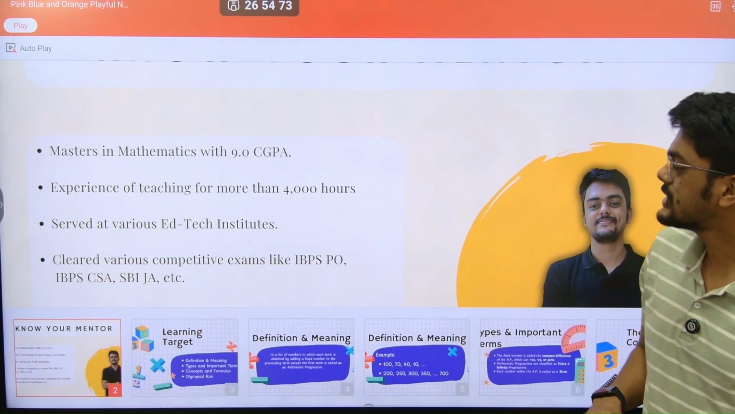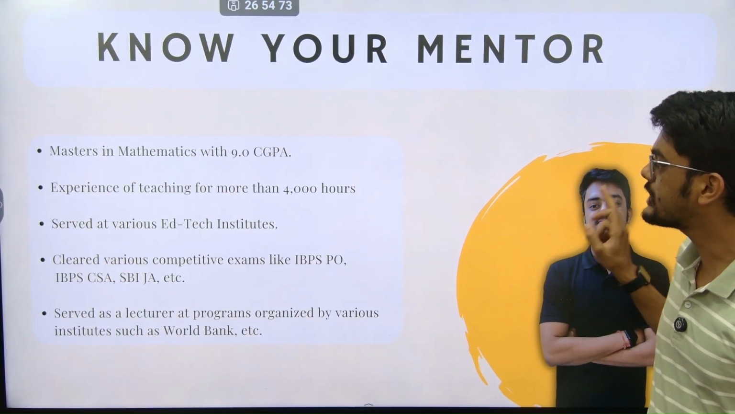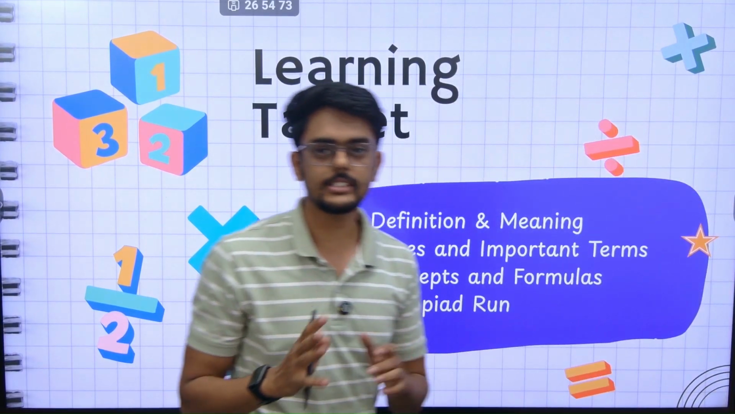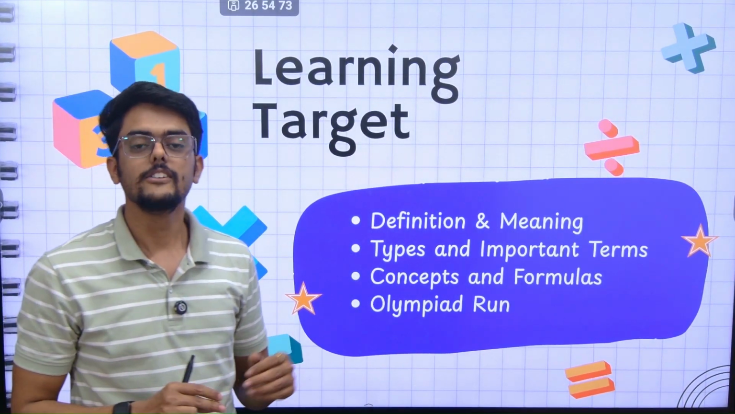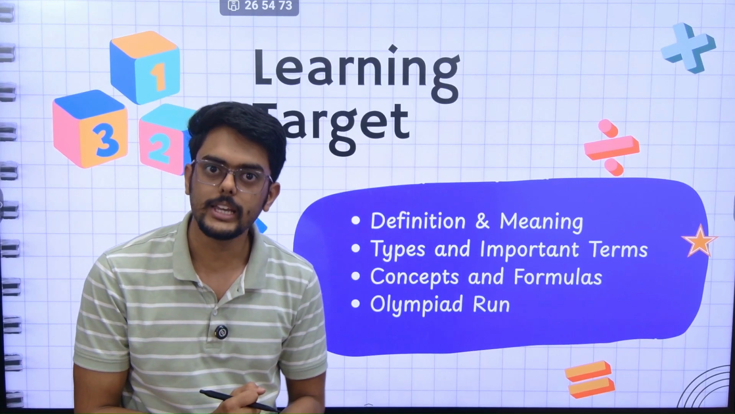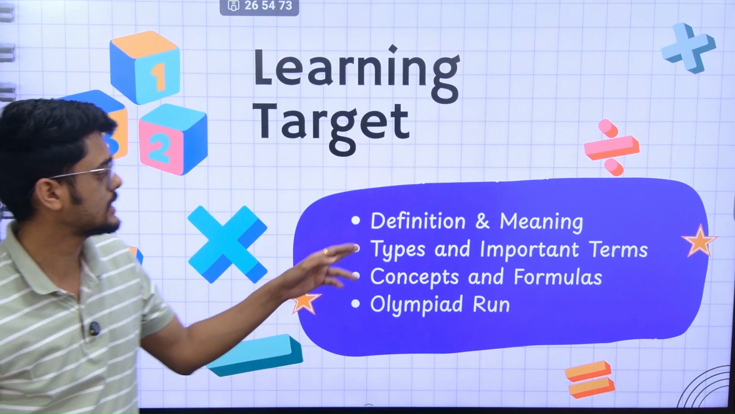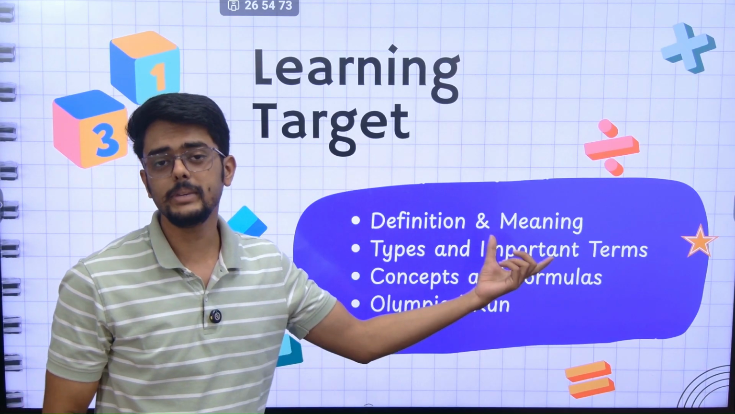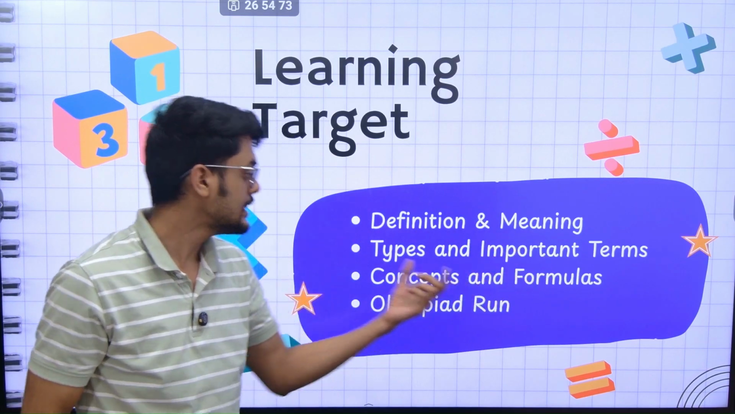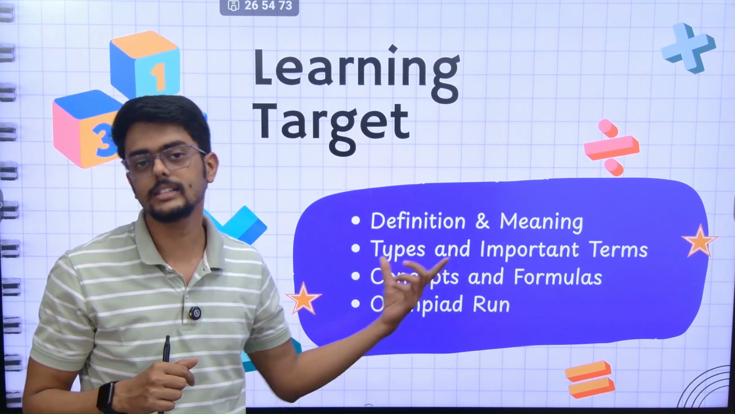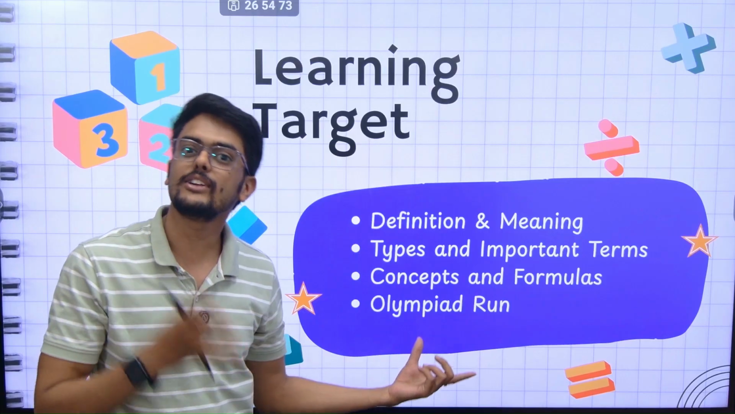So the very first thing we need to look into is the learning targets. Whenever we start a session, we need to fix our targets. And in this session, what are our targets? Our targets are to look into the definition and meaning of arithmetic progression, the types and important terms, then the concepts and formulas, and last but not least, the Olympiad round.